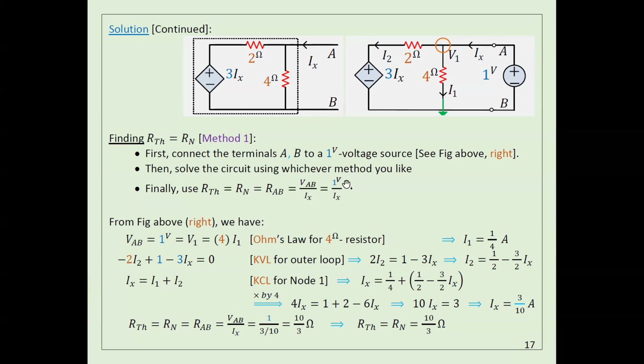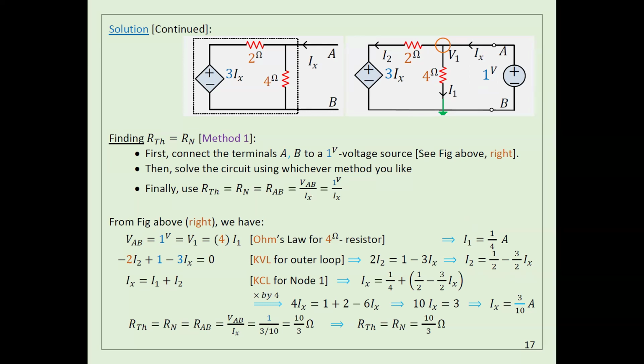So, okay, if you know that V1 is 1 volt, you can easily calculate I1, right? So I1 is the voltage drop, which is 1 volt minus 0, divided by 4, Ohm's law. If you do it this way, you can find I1. Okay, any questions?